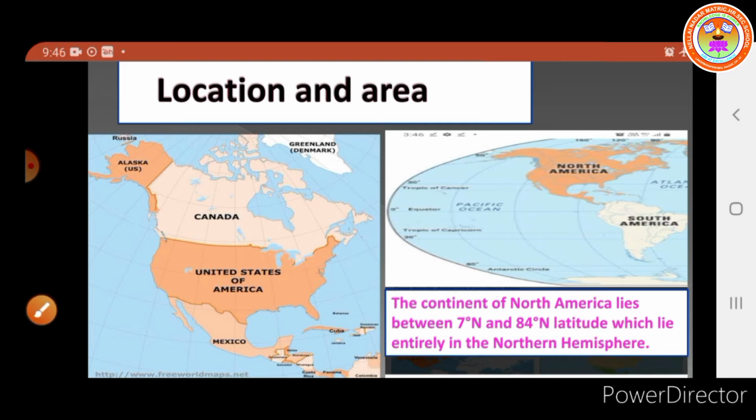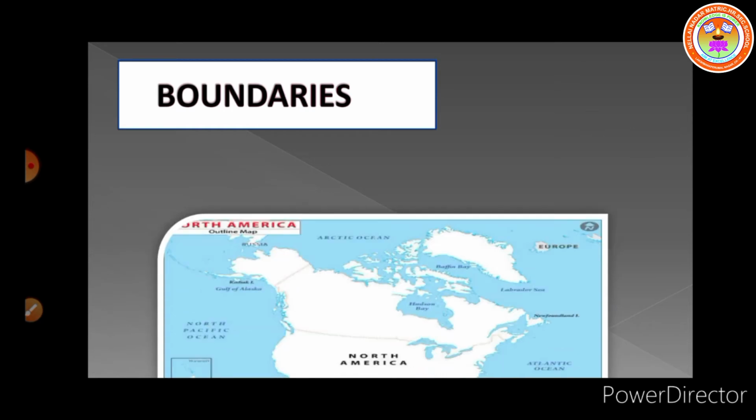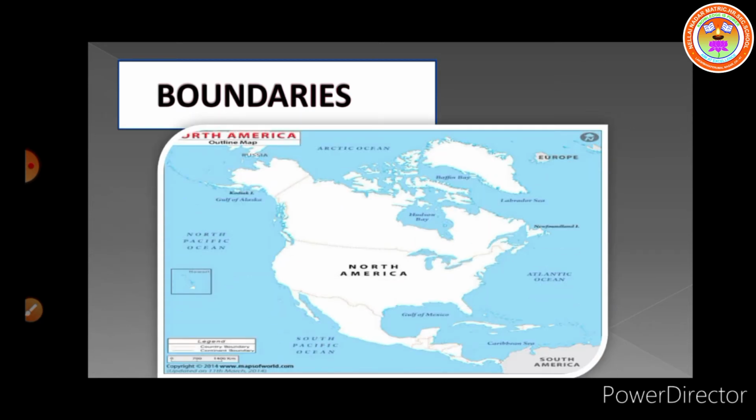This continent has a great longitudinal extent which results in 7 time zones. It covers 16.50% of the entire land area. Next, let us see boundaries. North America is surrounded by the Pacific Ocean in the west, the Atlantic Ocean in the east, the Arctic Ocean in the north and South America in the south. Okay?